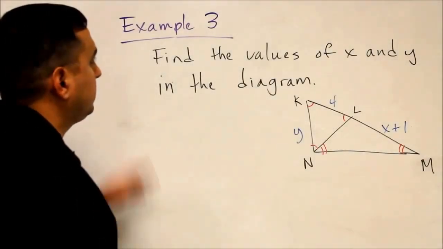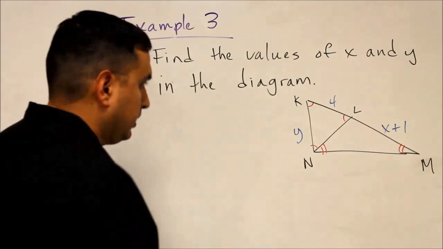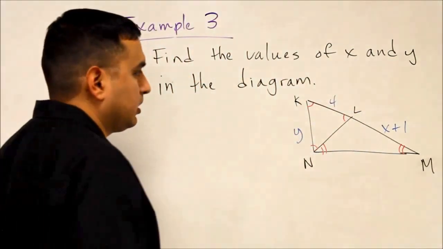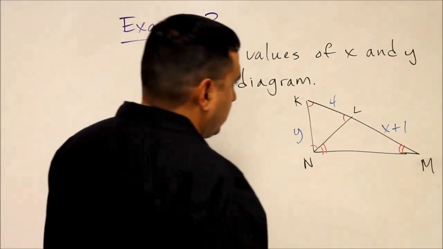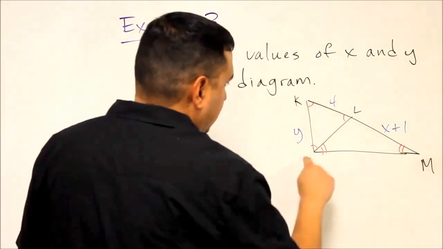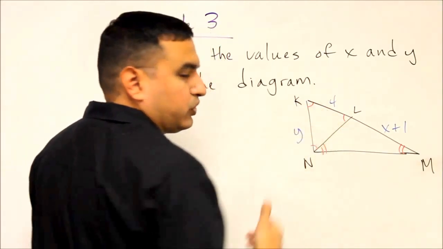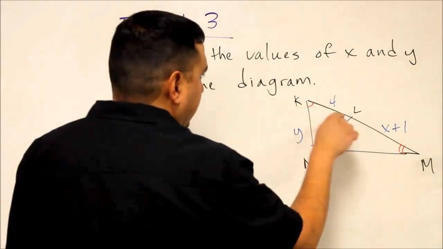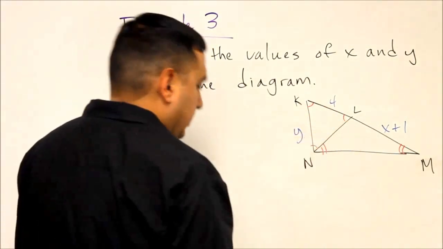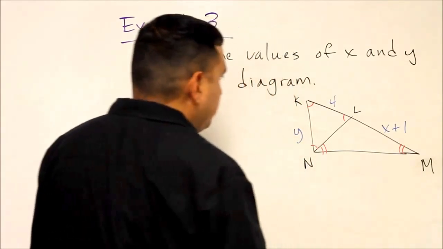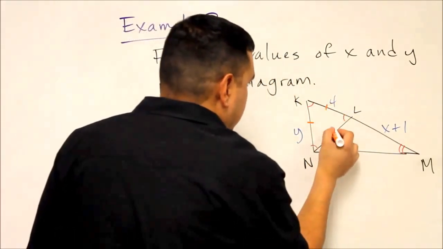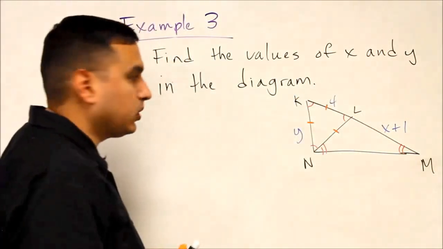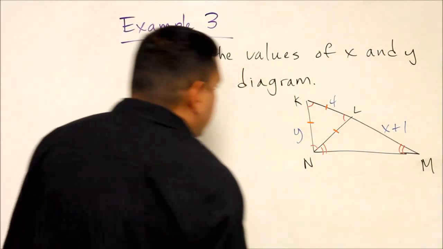Example 3 says find the values of x and y in the diagram. So here's the diagram. We've got to look at it and see what conclusions we can make. Looking at this triangle KLN, I noticed that all three of these angles are the same. So by that corollary we were just looking at, if all the angles are the same, that means all the sides are the same. So this side is equal to that side, which is equal to that side. And since segment KL is 4, that tells me that y has to be 4.